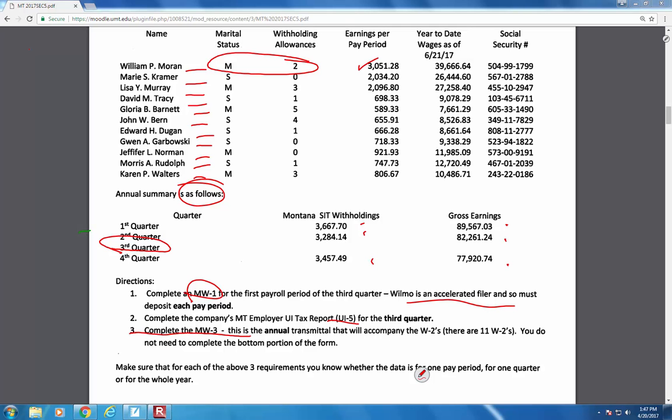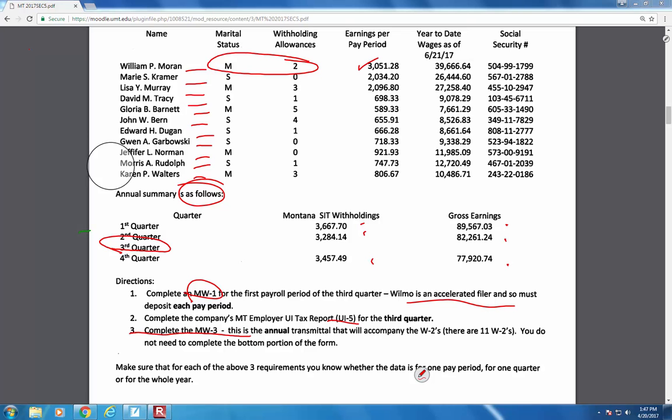What's the prior year-to-date wages? In other words, how much have they made before today? And then you can figure out how much you're making this quarter, because I tell you how much they make each pay period. You know, there's 7 pay periods in the quarter. So you're going to go through and do what we just did.